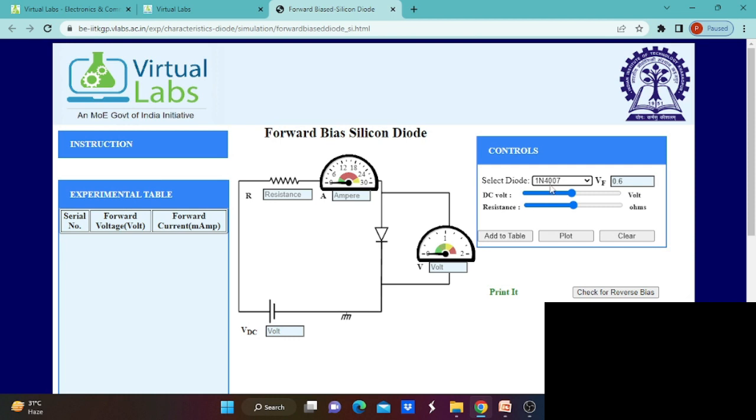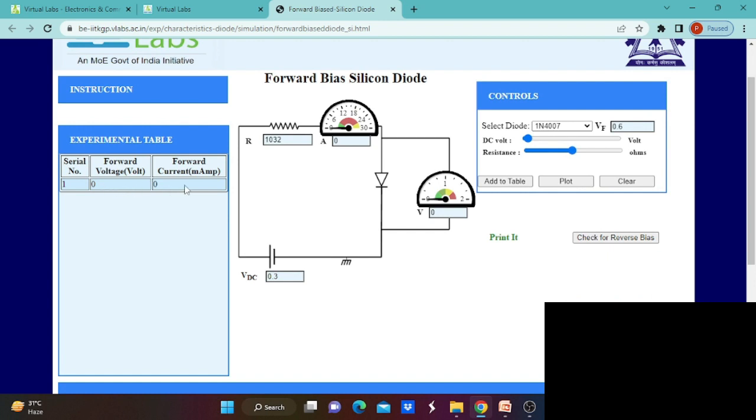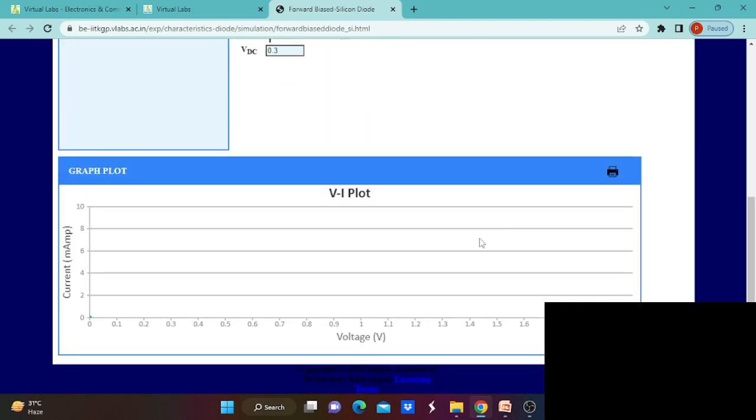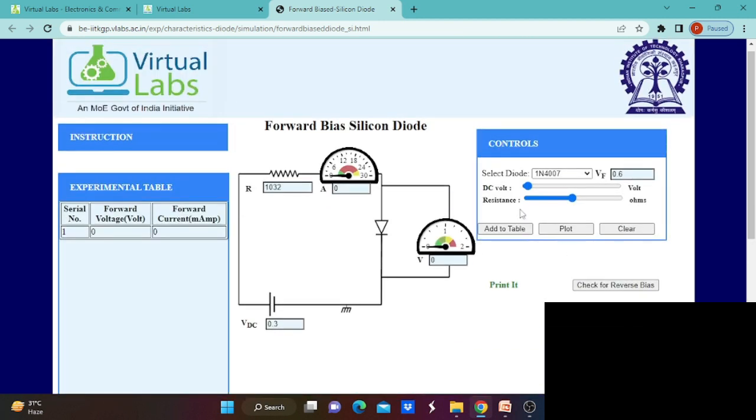Let us select the diode IN4007. After that, we can set the resistance value. For example, here I choose approximately 1 kilo ohm, and our DC voltage is 0.3 volts. Here I can add this value into the experimental table. Initially, all values are 0 for both forward voltage and forward current, and you can plot it. So we can observe it in the VI characteristics graph, and you can increase the voltage value.